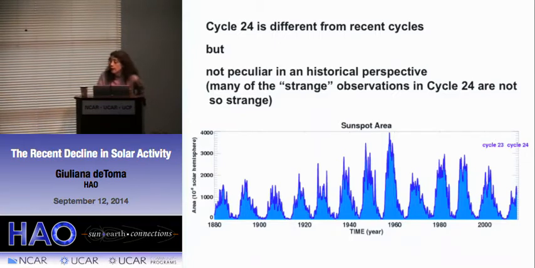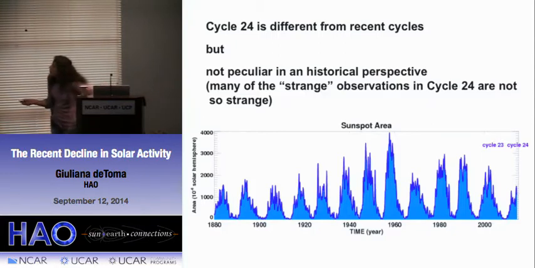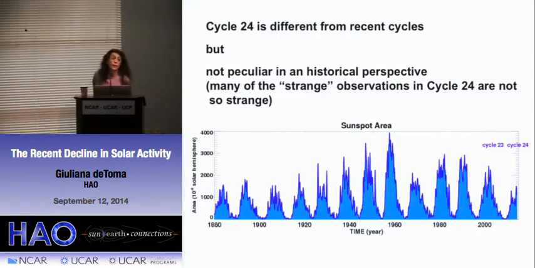What you're seeing here is that starting at about 1940, we have been in a period of very high activity, above average. So most of the observing programs of the sun from the ground and space really started during a period when we observed a very active sun. And cycle 24 is the first cycle when we see the sun in a weaker cycle, and you need to go back about 100 years to find a cycle that was just as weak as that one.